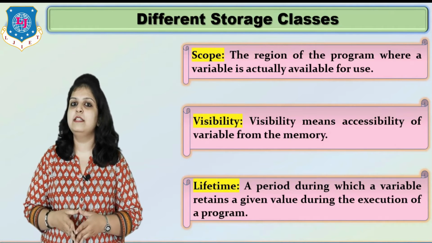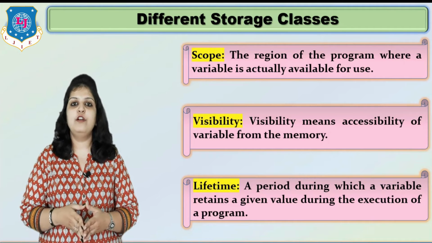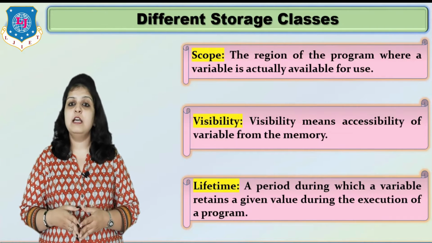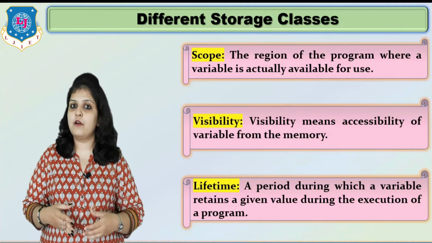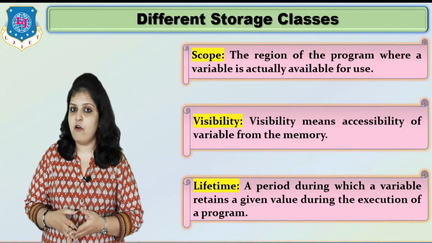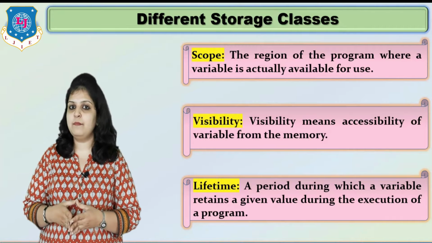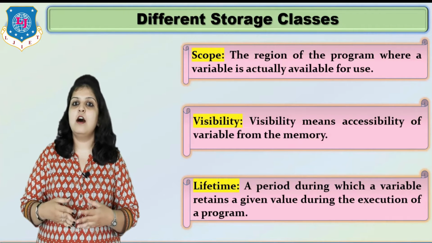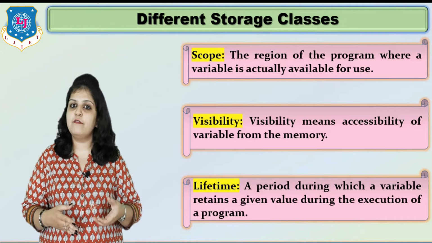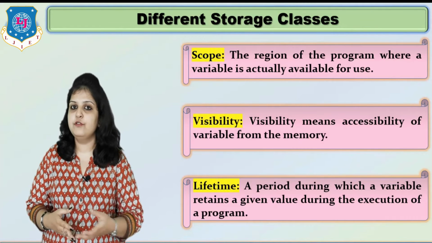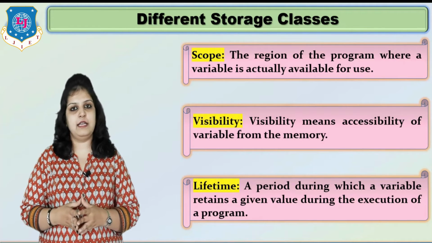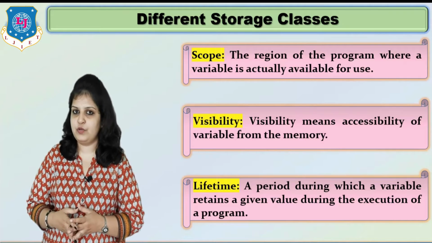Then next is visibility of a variable. What do you mean by visibility? It means from where in the program we can access our variable; that is called visibility. And lifetime of a variable means the period during which our variable is allowed to be used. So these three terms are important for the different storage classes.